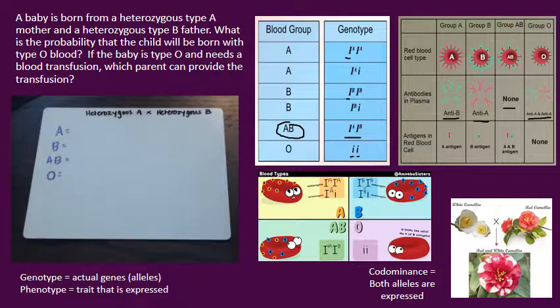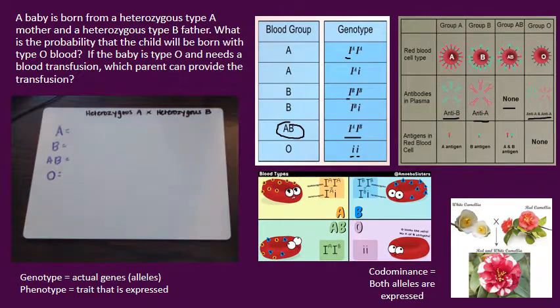This is why it's so important for type O people to go donate their blood, because type O's can only receive type O's, and type O can be donated to any of the other 3 groups as well. All right, let's read our problem. A baby is born from a heterozygous type A mother and a heterozygous type B father. What is the probability that the child will be born with type O blood? If the baby is type O and needs a blood transfusion, which parent can provide the transfusion?